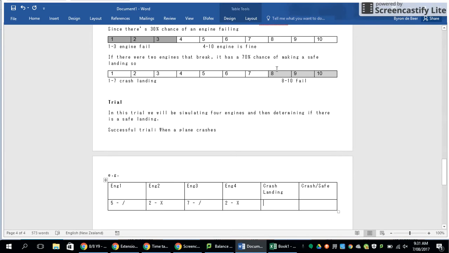All right. So for this, if you get an 8, 9, or 10, that crash landing was a fail. So if I got 10, that means it was a fail. So that one was a crash. How much would you do for that? Just do 1. You would just do 1 and you make it up because you're just showing what it looks like for a successful trial. And an unsuccessful, I know it's a bit ironic, but an unsuccessful trial is when it doesn't crash.